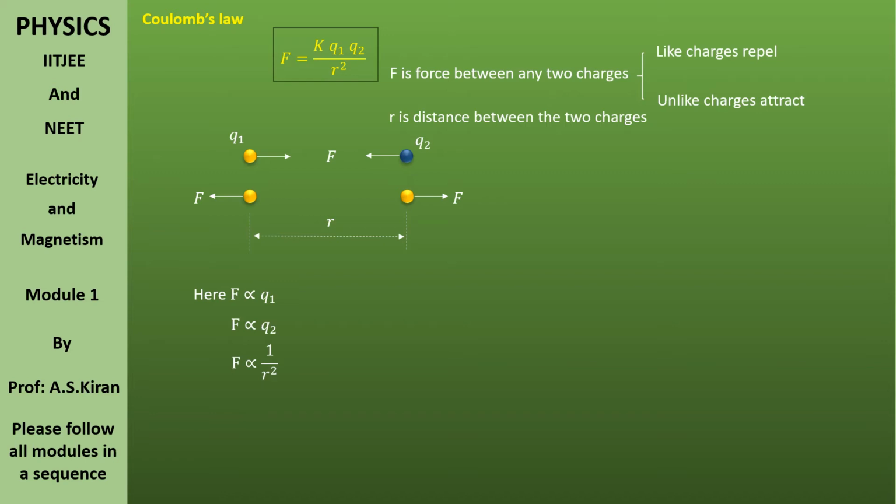Now, F is inversely proportional to R square. See here, one should get a doubt. What is that doubt?